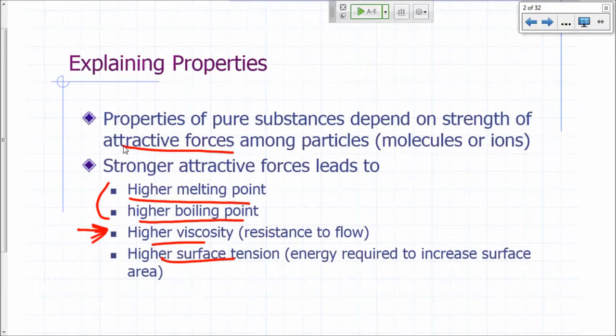Viscosity is the resistance to flow, and so that's also associated. Higher viscosity is also associated with attractive forces.